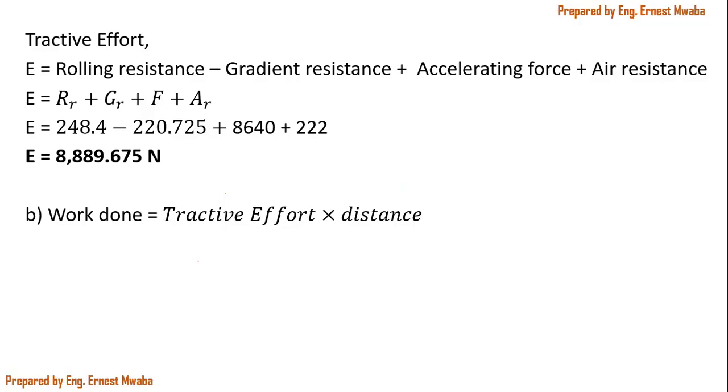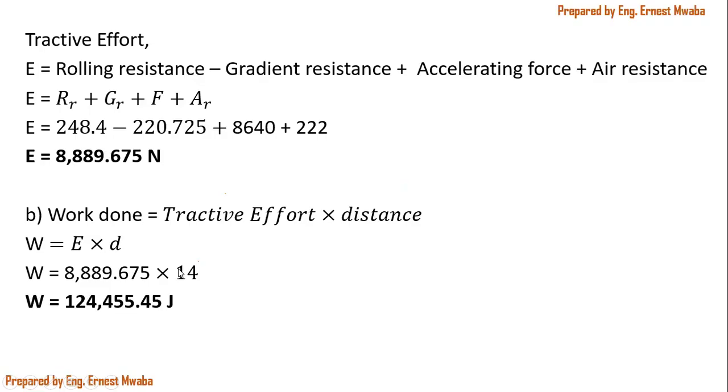Work done is normally force times distance. In this case, the force is the tractive effort. The distance was provided already, d. So we just go ahead and say E, which is the tractive effort, times the d. So the tractive effort is 8,889.675 times 14. Hence we have 124,455.45 joules.